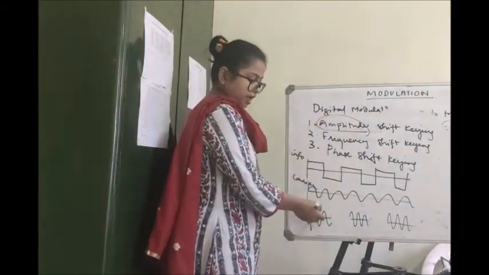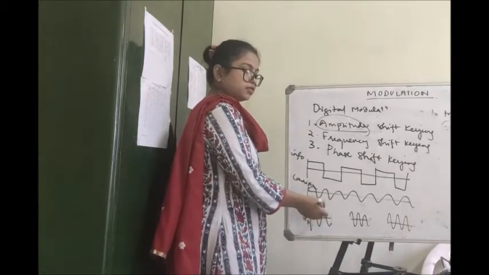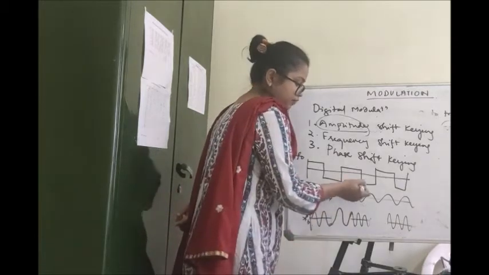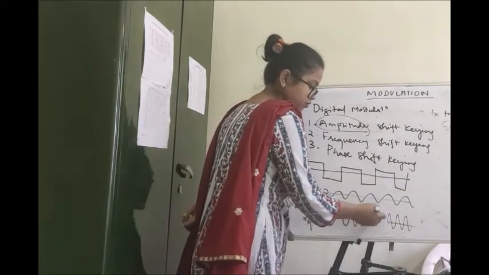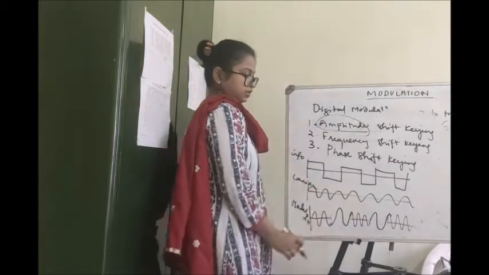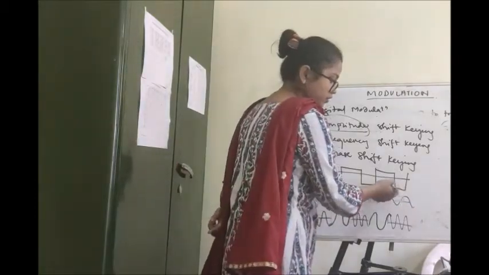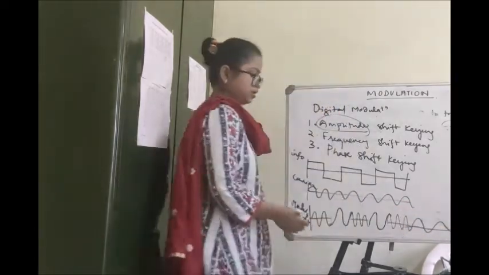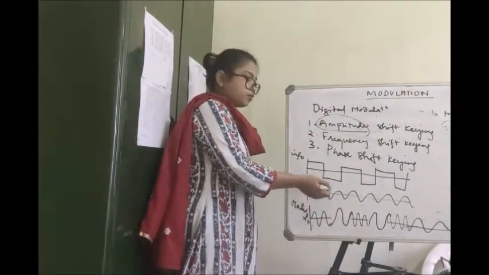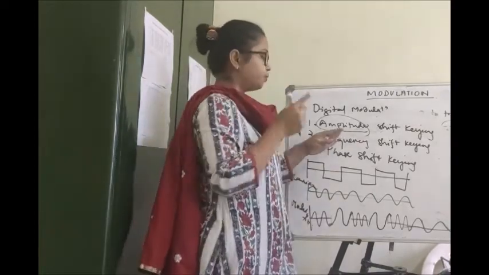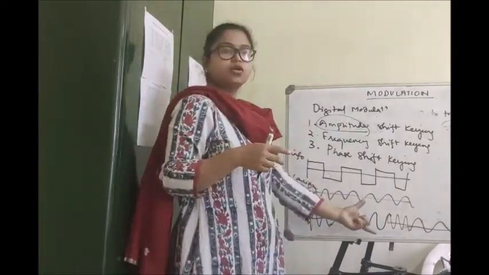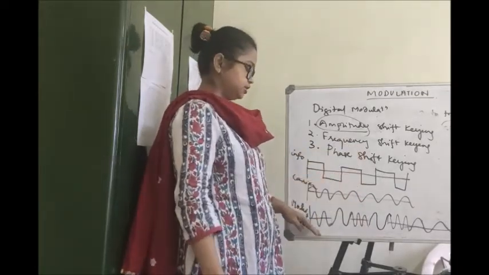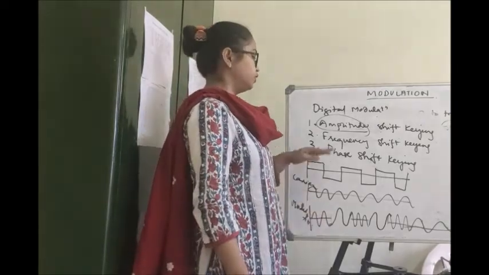So this is 1, high frequency. When we have 0 we will have low frequency. When we have 1, high frequency, when we have 0 we have low frequency. The wavelength increases. So this is about frequency shift keying. Based on the frequency we are coding or merging both the signals, that is the modulated signal. The resulting signal is the modulated signal.